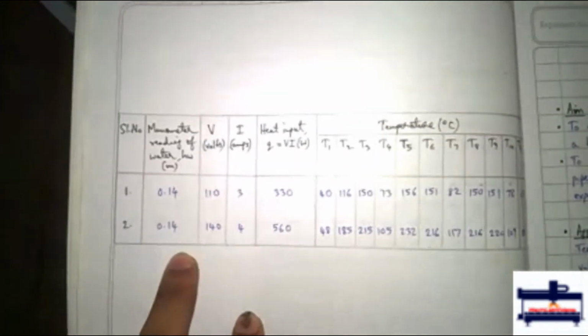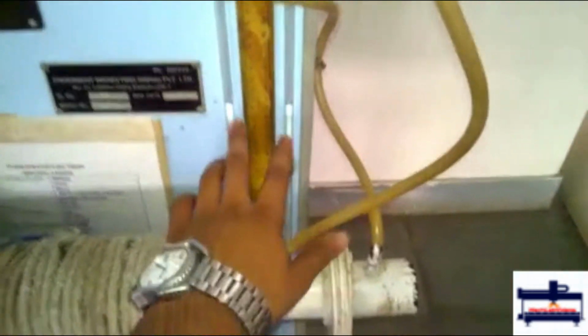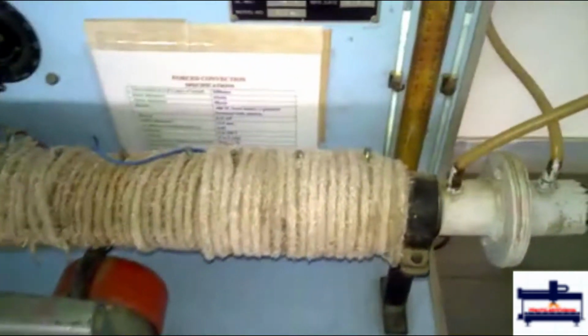So first, the blower is turned on and the output from the blower is kept constant, which means that the manometer reading will also be constant. The manometer reading is taken from this, where the water level difference is measured.